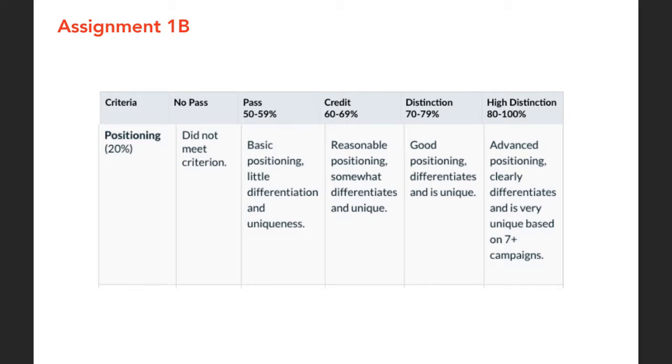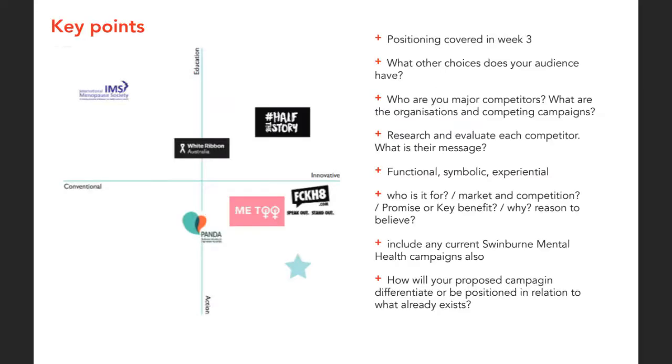Positioning. So the positioning is a really important part for a high distinction. We want advanced positioning, clearly differentiates, and is very unique, based on 7+ campaigns. So this is a positioning map, and this is covered in week 3. And it's really about thinking about what other choices does your audience have, and who those major competitors are. What are the organizations and the other campaigns that are in the same space?